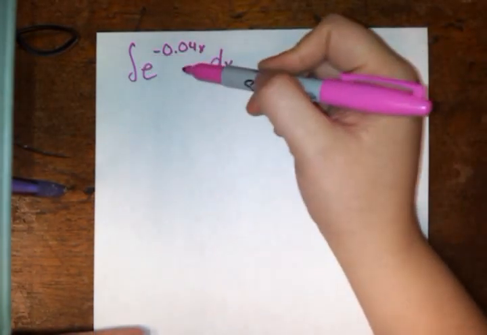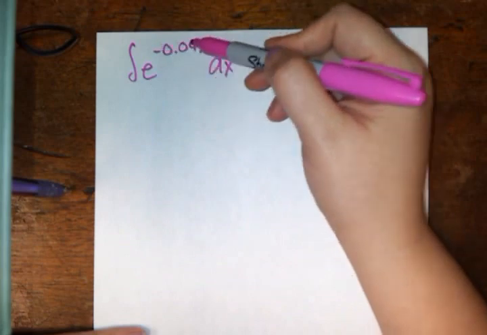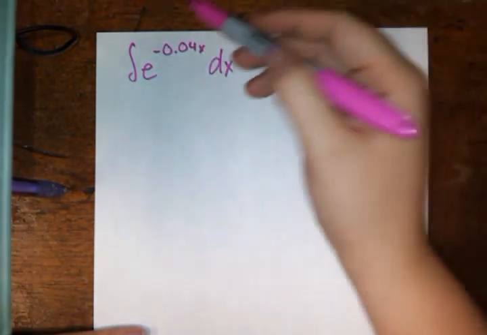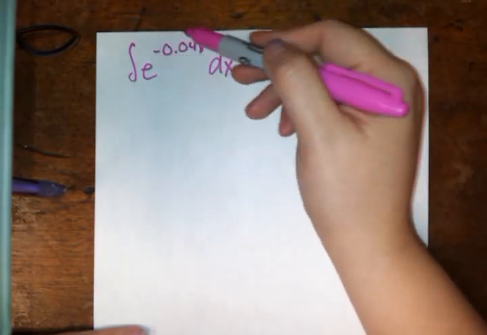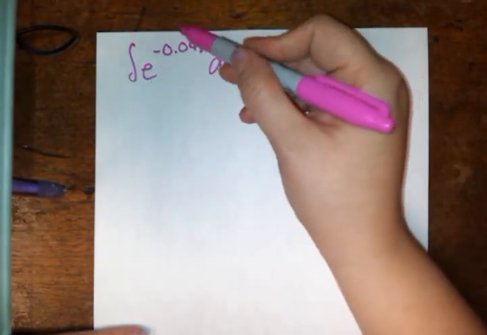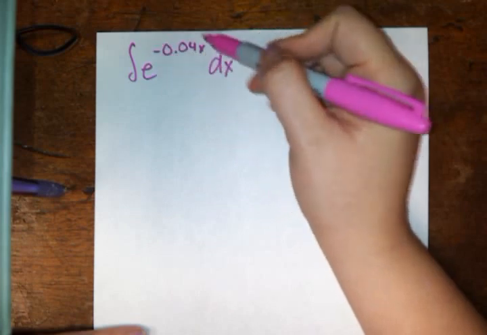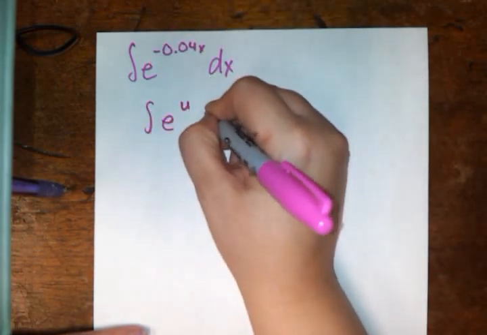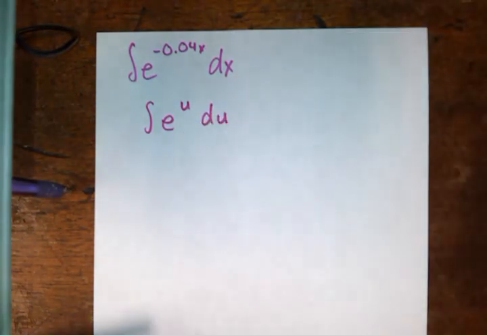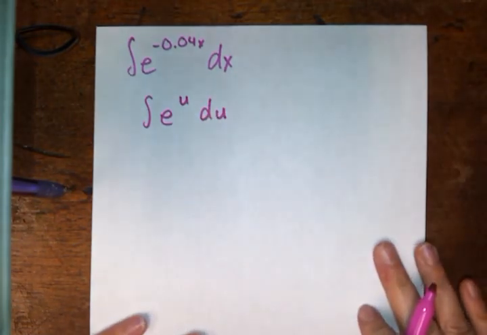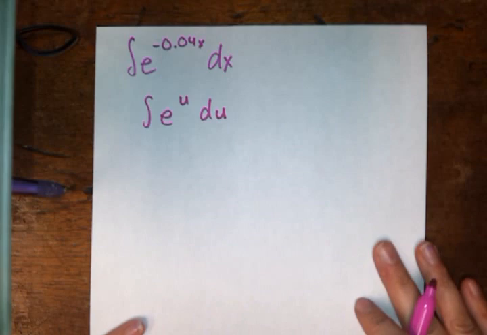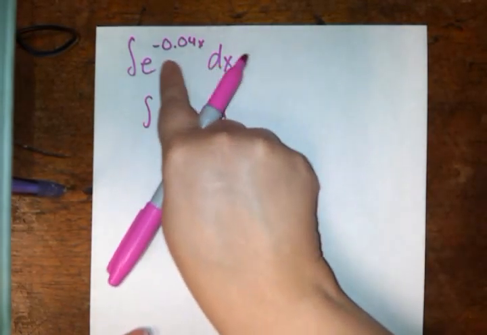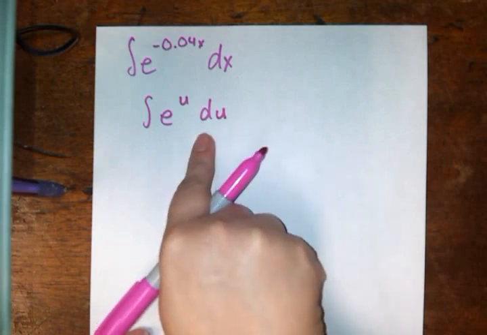So they're giving us the integral of e to the negative 0.04x dx, and I can't handle this. I don't have a rule for e to some random function. But what I can do is the integral of e to the u du. I can do that integral all day long. That's the easiest integral there is. It's just going to be e to the u. But I need to make sure that I can set this function up as e to the u du.